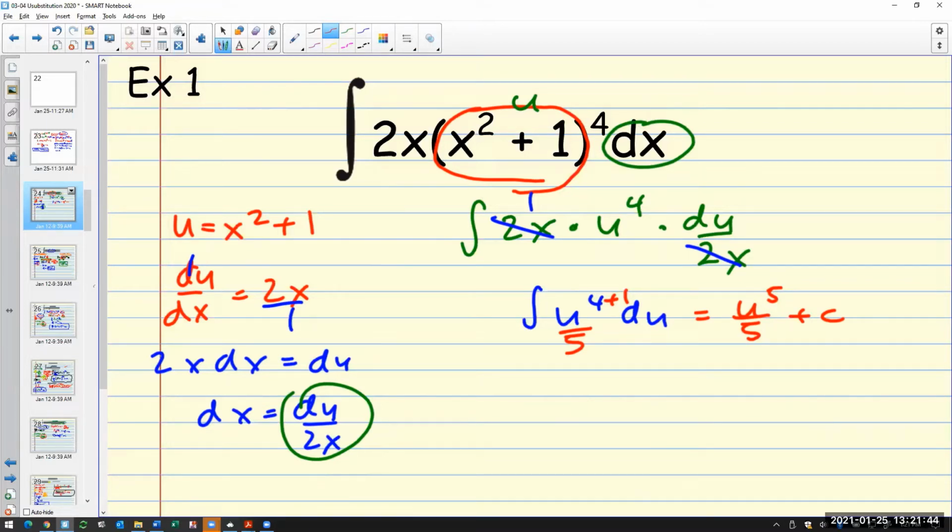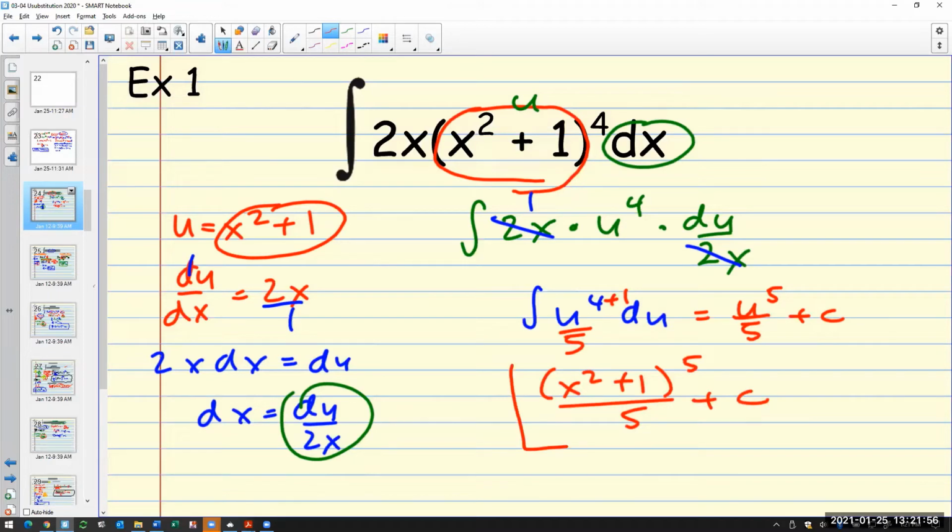But what was my u? x squared plus 1. So what you do is in parentheses, you put in that u, (x squared plus 1) to the 5th over 5 plus C, and that is the right answer. If you take the derivative of this, you will see the derivative of this is your integrand right here. You can try it. It will work. Okay.